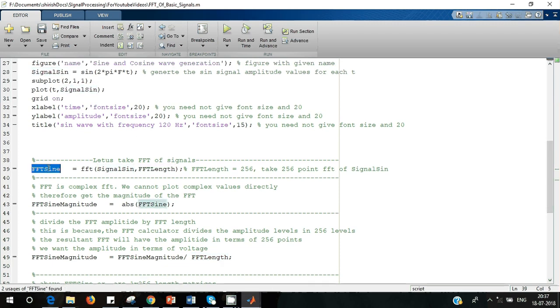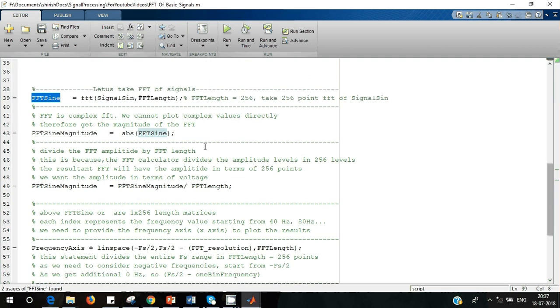of the signal. Now, generally the FFT will be complex, so we cannot plot the complex values directly. Either we have to plot the magnitude or the phase of that. So let us plot the magnitude, or you can say the absolute value of that. That will be simply the absolute value of this FFT of the signal.